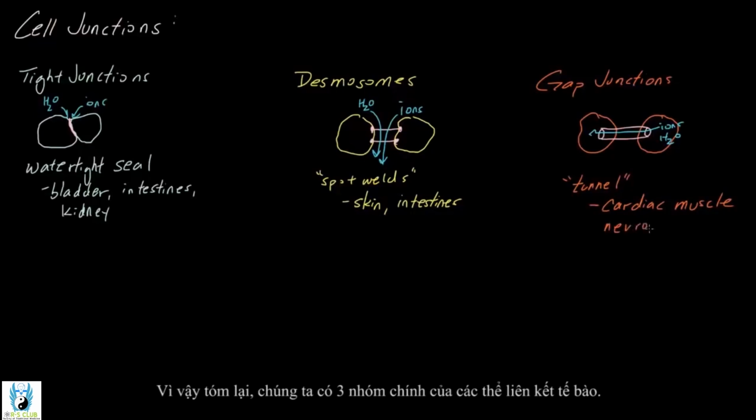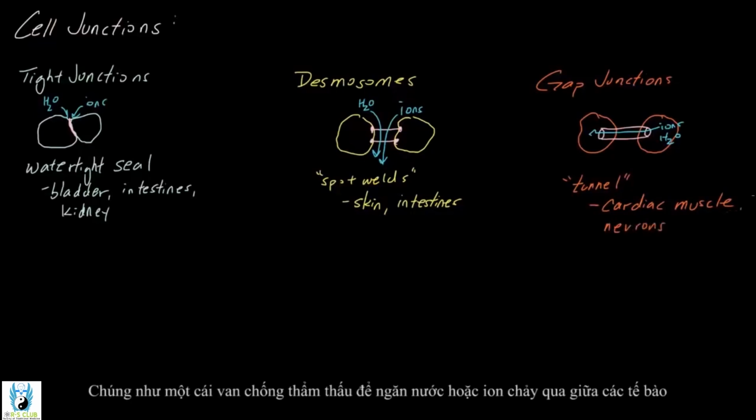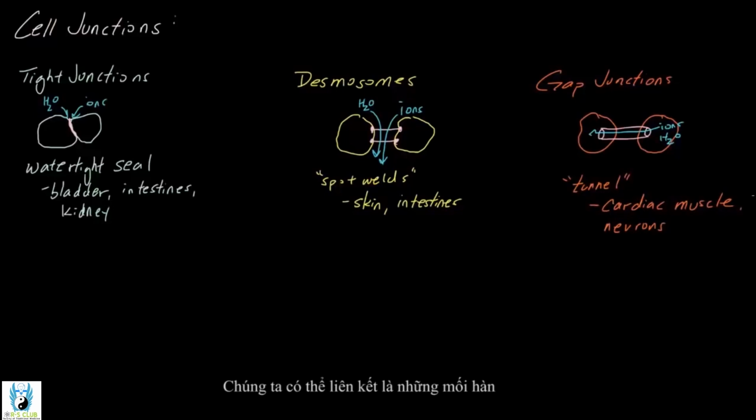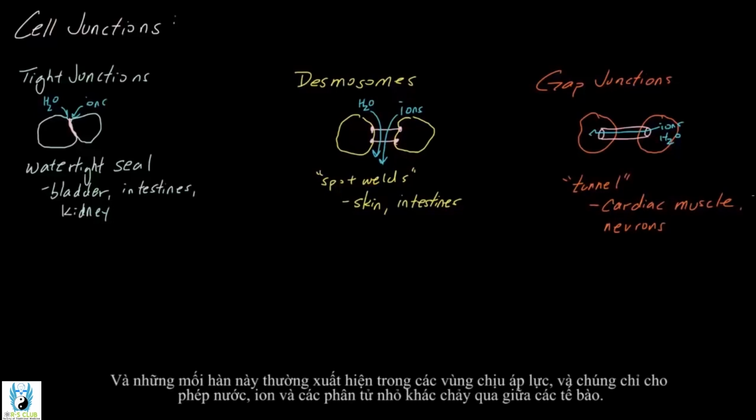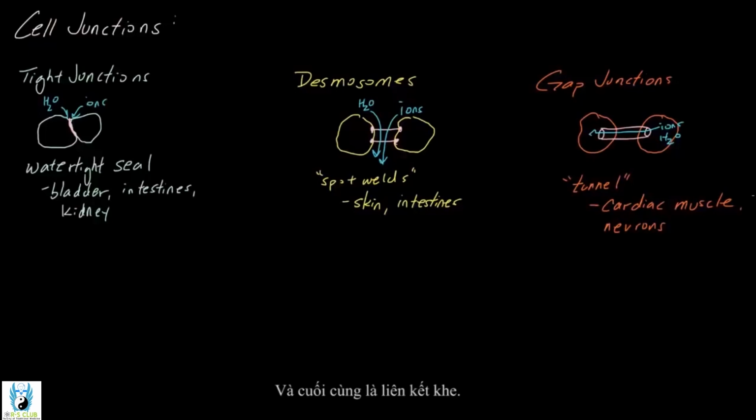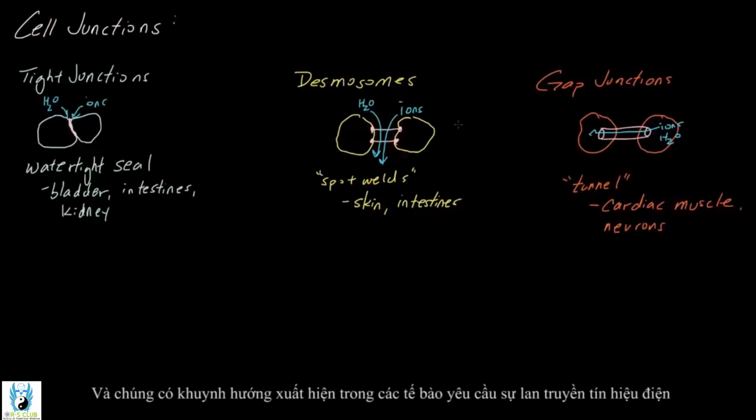So in summary, we have three main types of cell junctions. The first are tight junctions. These are a watertight seal which prevents water or ions from flowing in between cells. We have desmosomes, which are spot welds. And these spot welds generally occur in areas of stress, and they also allow water, ions, and other small molecules to flow between cells. And lastly are gap junctions. And gap junctions are tunnels that kind of connect two cells. And these tend to occur in cells that require propagation of electrical signal.